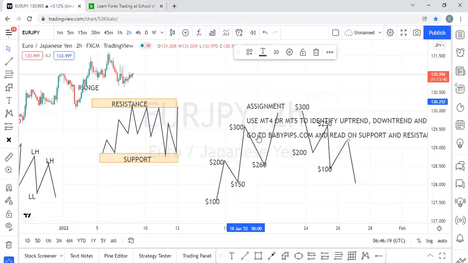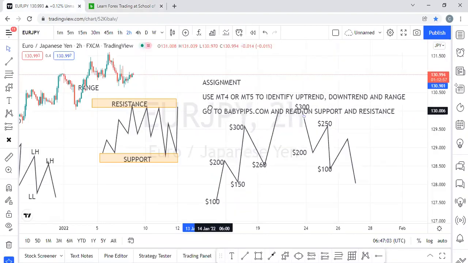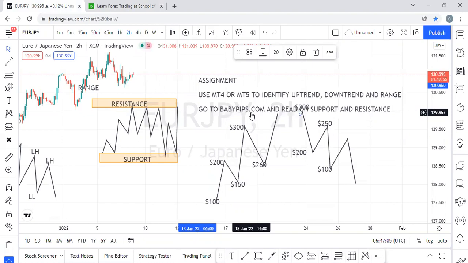Number one, use your MT4 or MT5 to identify uptrend, downtrend, and range. And the second one, go to babypips.com and read on support and resistance, and then send your answers to the group from 2 p.m. So send your answers to the group. That will be the end of the video. We're having our evening session.